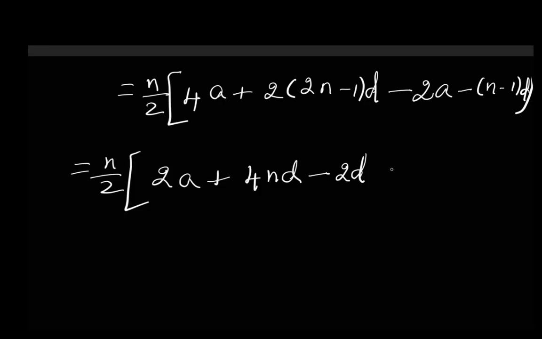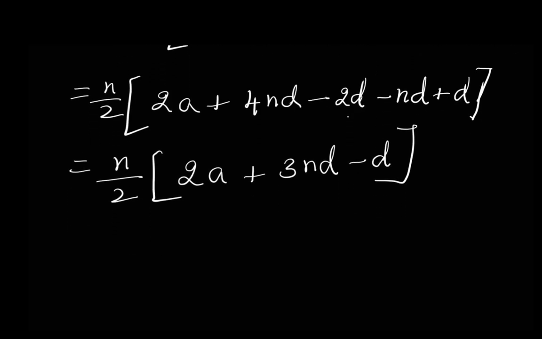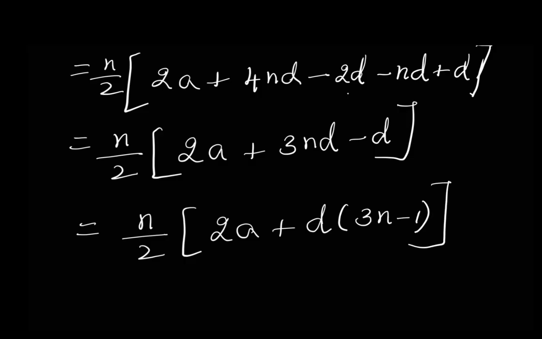Now take the minus nd, and minus into minus gives plus 1 into d, so plus d. So n by 2 into (2a plus 4nd minus nd, which is 3nd, minus 2d plus d, so minus d). Taking d as common, we get n by 2 into (2a plus (3n minus 1) d).